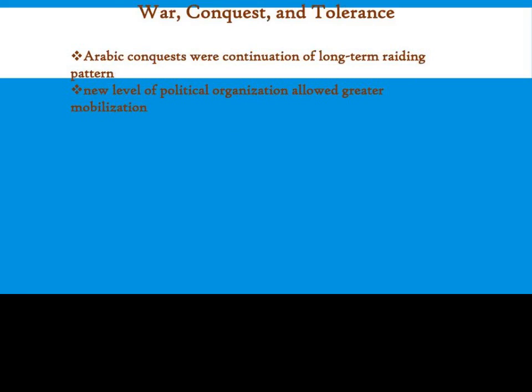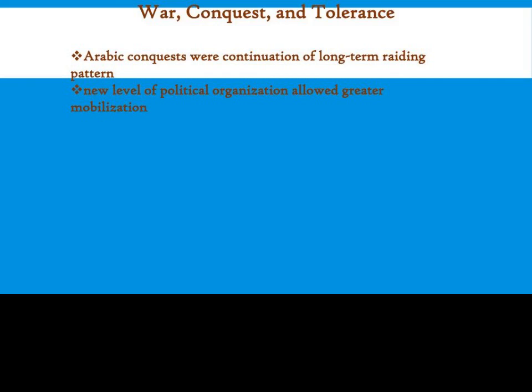Let's start with war, conquest, and tolerance. The Arabic conquests were a continuation of a long-term raiding pattern. From the Iberian Peninsula to the Indus River, Muslim armies spread rapidly out of the Arabian Peninsula. They conquered Spain, invaded France in the west. They reached the Indus River Valley in India in the east. And the Arabs invaded and conquered wealthy Egypt. The Persian Sassanid Empire quickly fell, and the Arabs picked up much of the Byzantine territory.